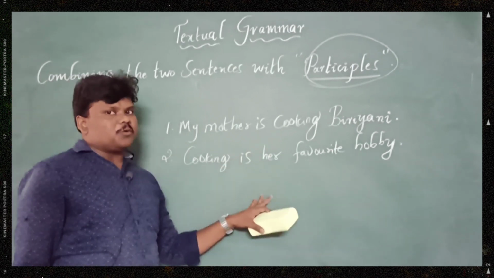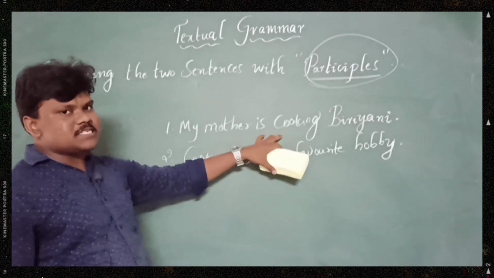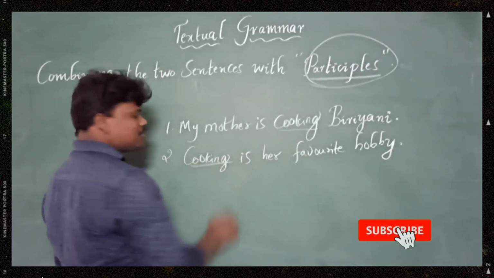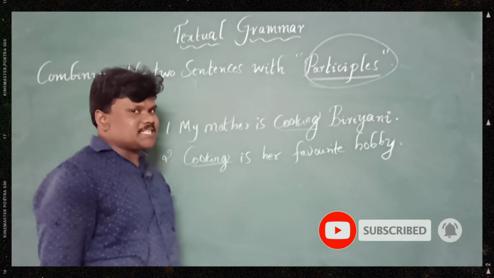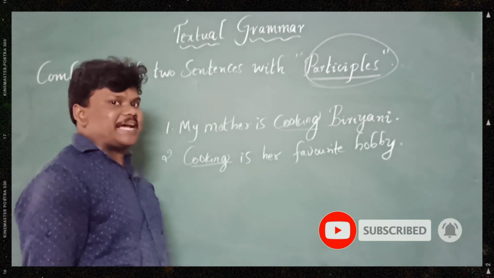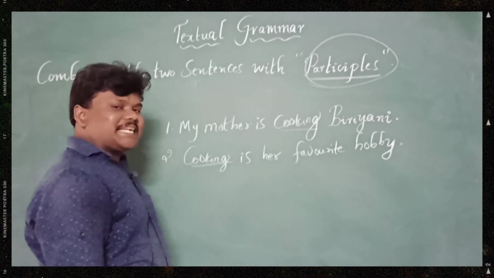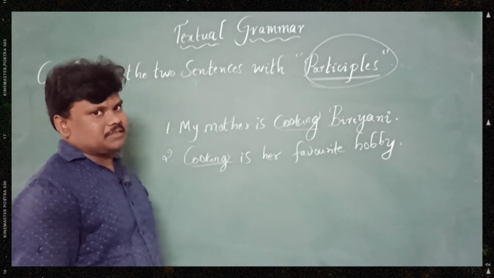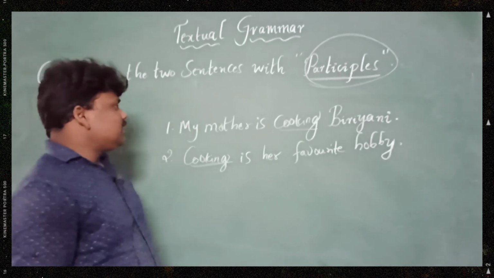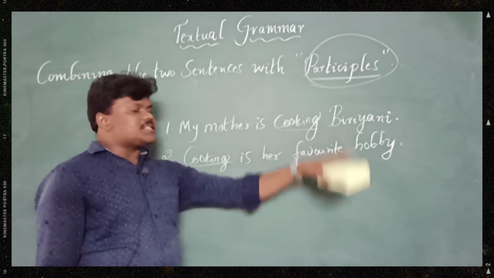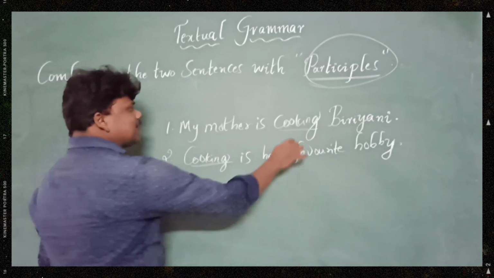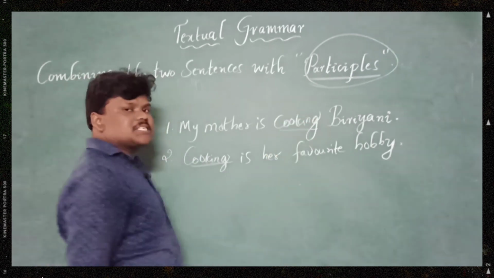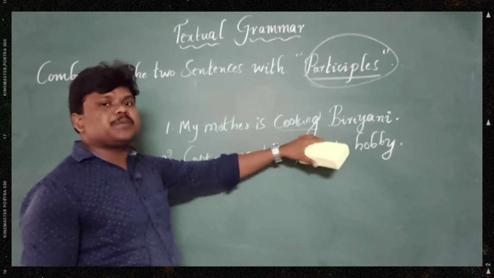So let me check what is the difference between the two sentences. Both sentences contain cooking, but it differs based on the actions. They both vary based on the different meaning and the sentence structure, according to the grammar. See, my mother is cooking biryani. Here cooking is V1 plus ing, so we get V4. This is called the present participle.